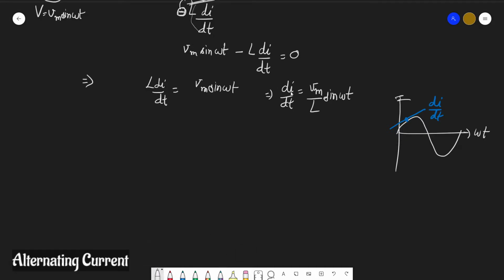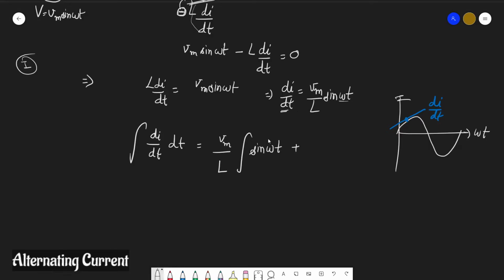Anyway, we need to calculate the value of capital I. The expression for I we need, so we need to remove this differentiation here. We need to integrate both the sides with respect to t. It is important that we are integrating with respect to t. This time we are not going to integrate with respect to omega t as we have done previously. We integrate with respect to t so that we are left with the I expression here. So Vm by L will come outside of the integration sign, integration of sine omega t.